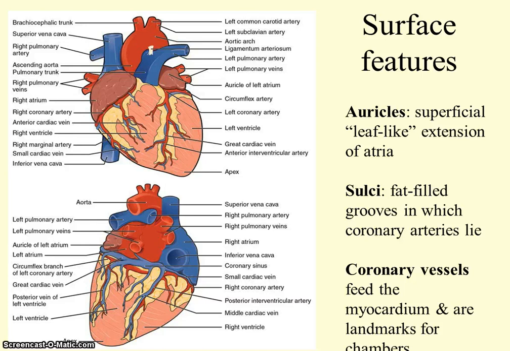So some of the surface features when you look at the front and the back of the heart. The auricles are actually these leaf-like extensions, a piece of the actual chamber, the atrium. So it's kind of these folds, they look like dog's ears, that's where you get the name auricle. The sulci, which is the plural of a sulcus, is a fat-filled groove. Typically, the coronary vessels are in those, so you can't see the groove itself unless you peel the vessels off. And then the coronary vessels, which there should be lots of on the surface of the heart, are delivering blood to that myocardium, feeding the myocardium, and they are landmarks for the chambers.